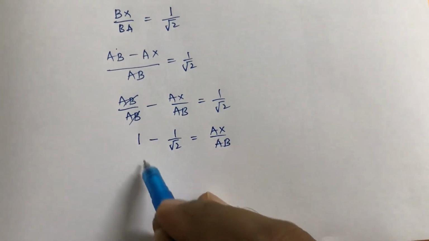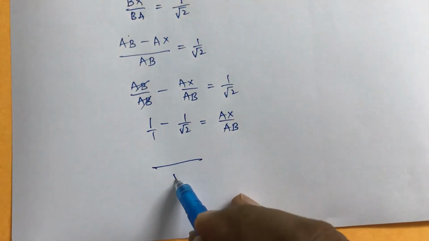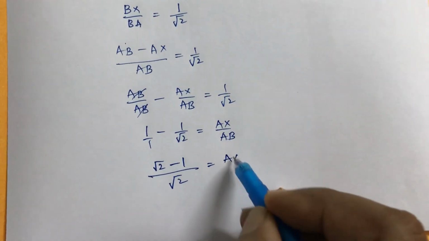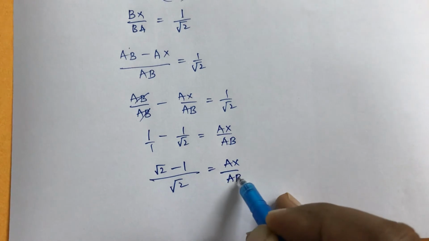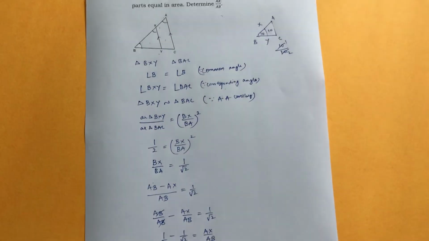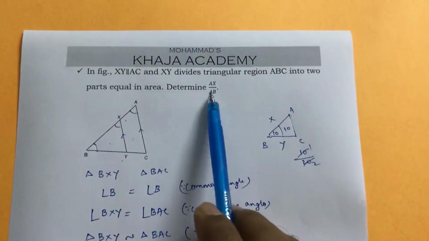This is a solution, but if you want you can take the LCM. So root 2 minus 1 by root 2 is AX by AB. So in this way we got the ratio of AX by AB.